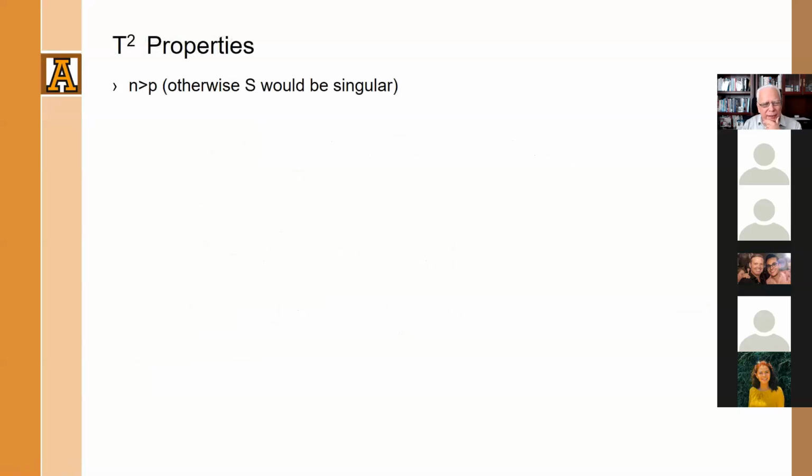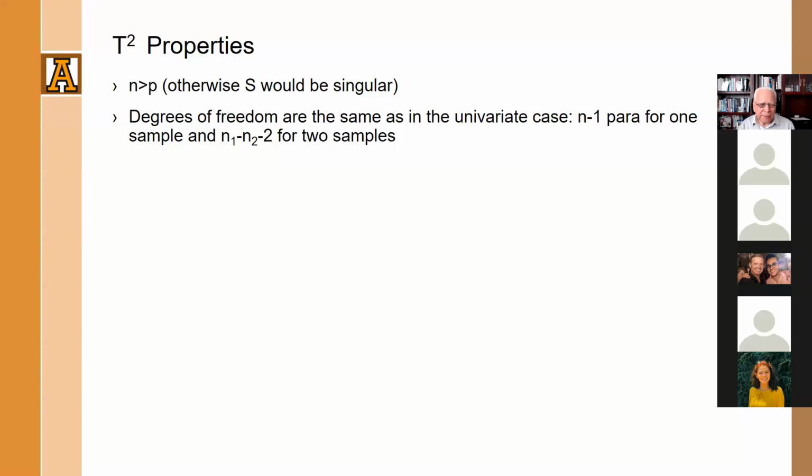Now, some properties. n has to be greater than p, because if it's not greater than p, then we cannot invert S, so S would be singular. Degrees of freedom are just like in the univariate case: n minus 1 for one sample, and n1 plus n2 minus 2 for two samples, if we were comparing two samples or just doing inferences for one sample. So it's the same number of degrees of freedom that we have in the univariate case.